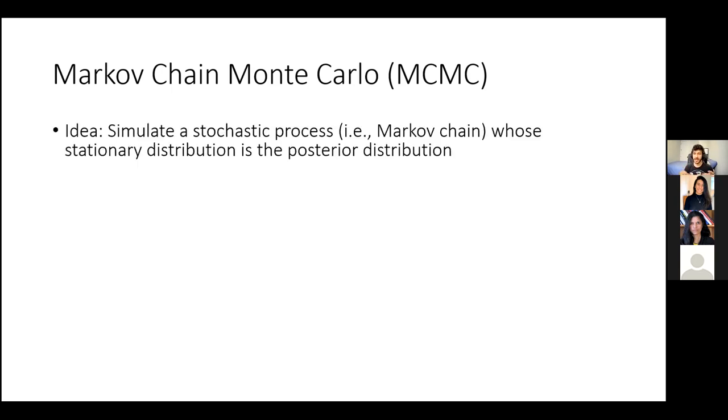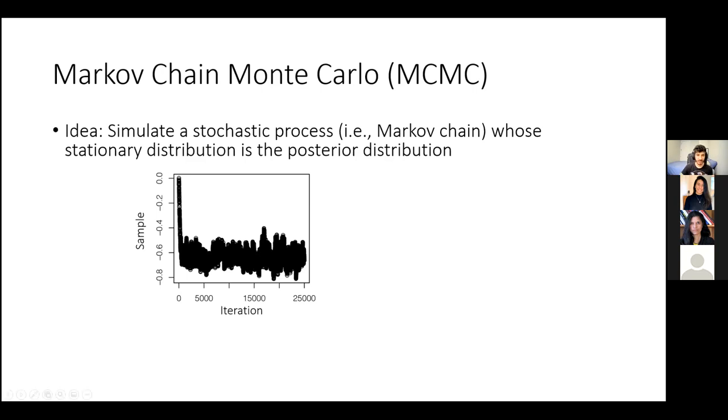It's a type of algorithm, a simulation method that simulates a stochastic process, in this case, a Markov chain, and the limiting distribution of that stochastic process is the posterior distribution. So for example, here's a simulated Markov chain or stochastic process that is obtained from an MCMC method. What will happen is that after a certain number of iterations of that simulation method, we'll basically arrive at a converged Markov chain or stochastic process. And all of those values can be taken as samples from the posterior.